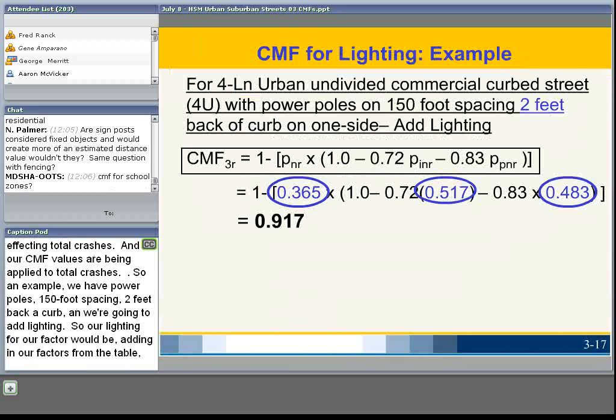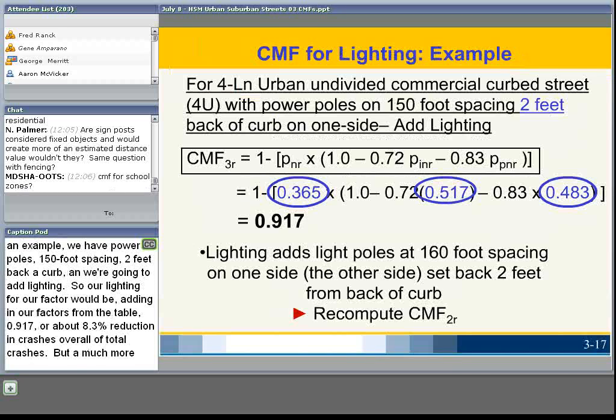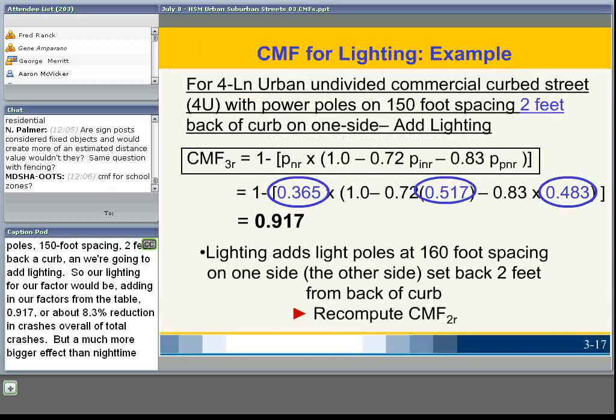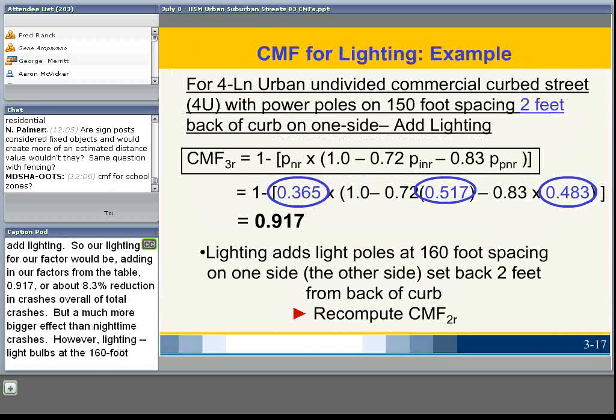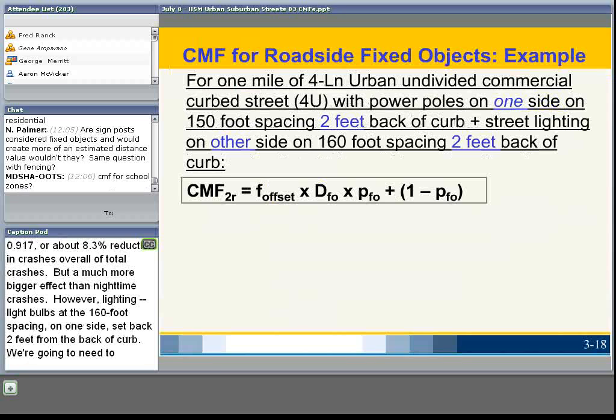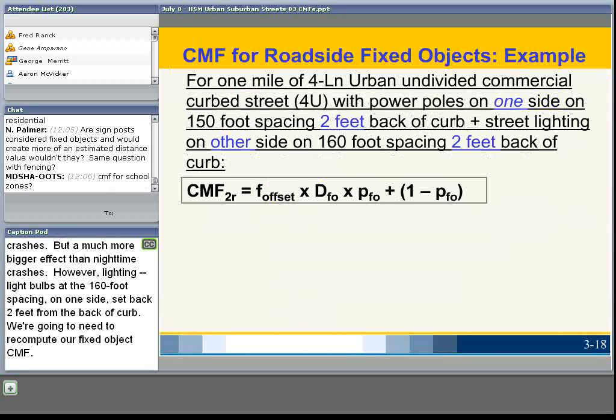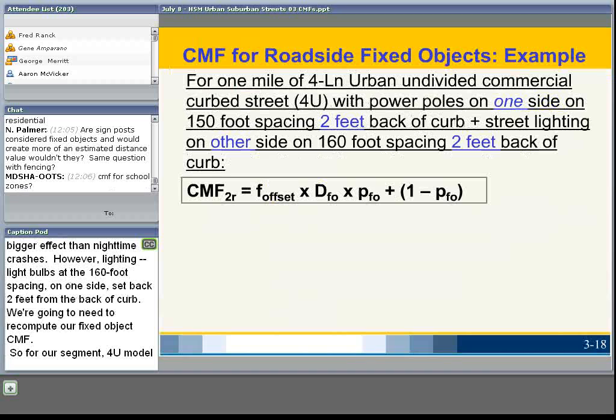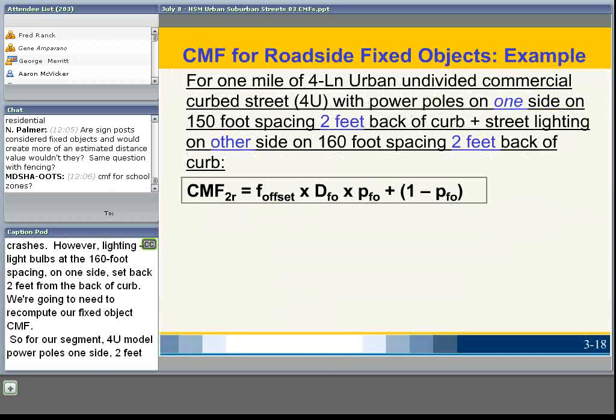Remember that lighting is a very effective tool in reducing nighttime crashes. However, most of the traffic and traffic exposure is during daytime hours. So we have less traffic at night that we're affecting with lighting in reducing crashes. Hence, we don't see as huge an effect as you might expect in affecting total crashes, and our CMF values are being applied to total crashes.